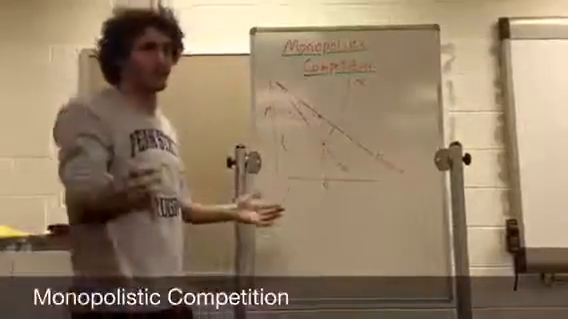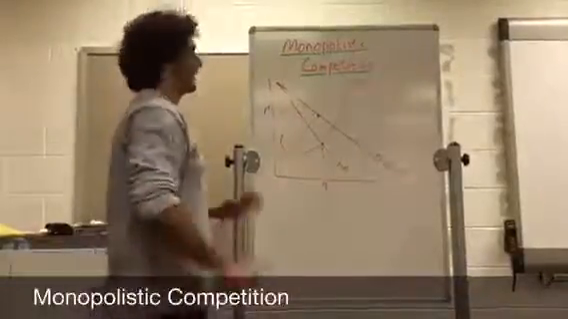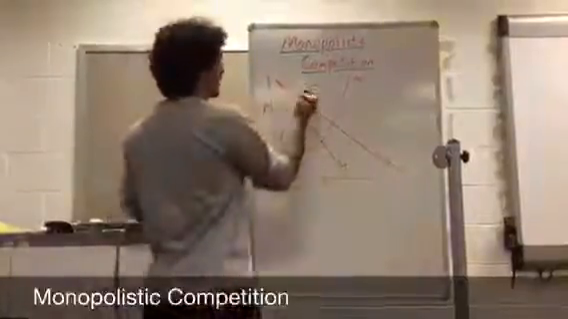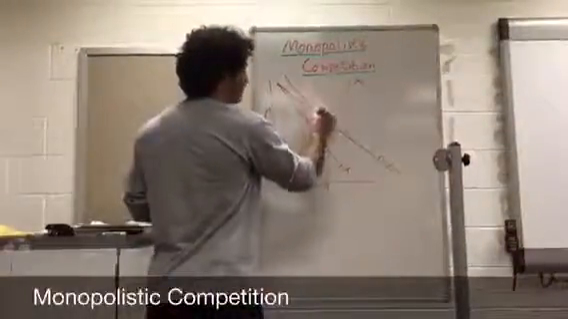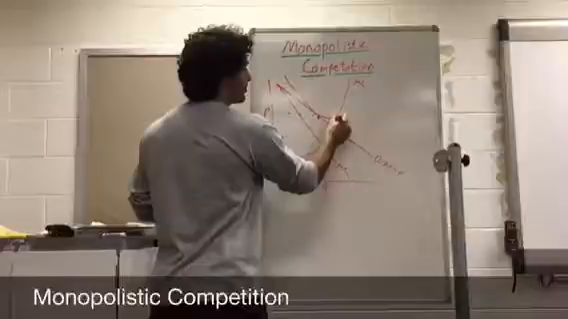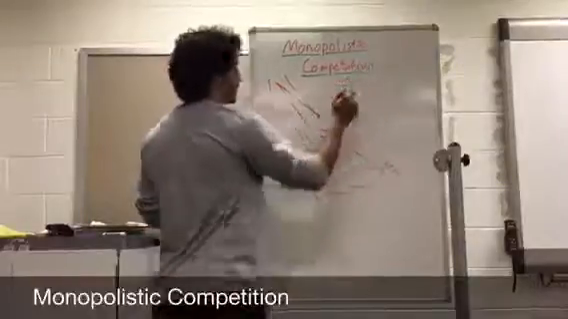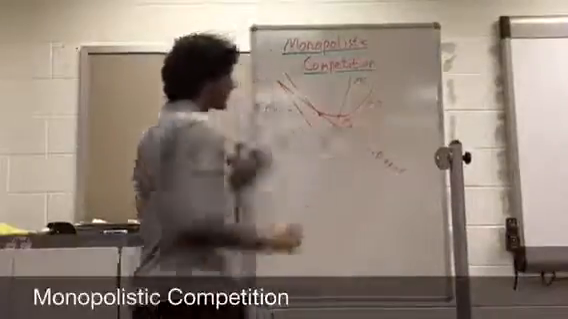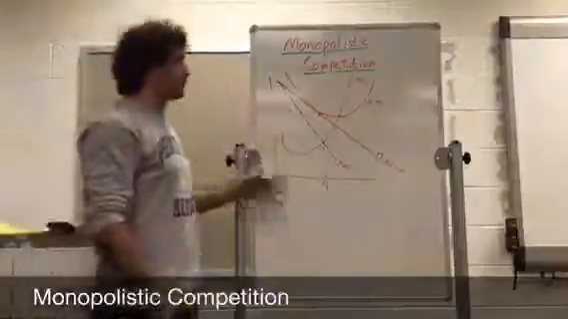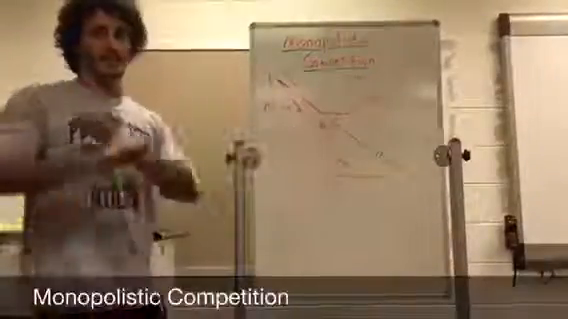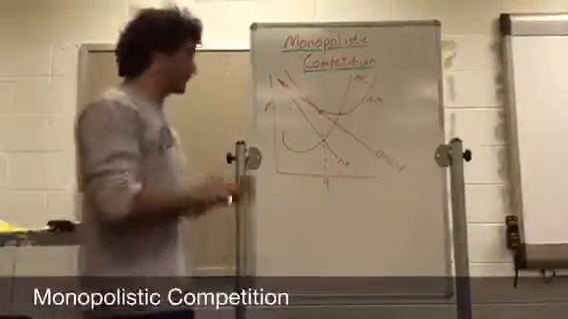So why not charge a higher price to get more profit? Anyway, we're going to draw our ATC real quick, and it's going to meet the dark line at the bottom, meet the MC, and then come back up. That's your ATC. This is long run equilibrium, where the price equals the ATC. You're doing normal profit right now, easy.